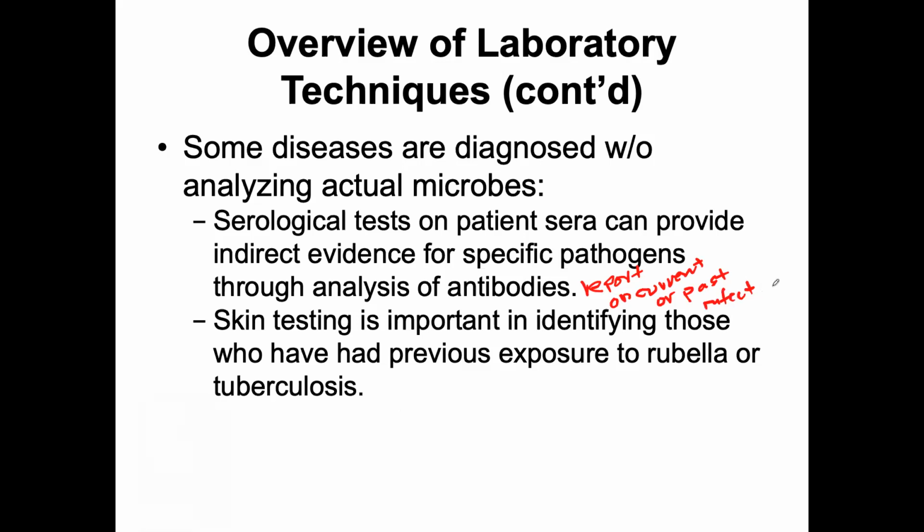Remember that because of memory, we can generate memory cells that stay with us our whole life and continue to produce antibody even after the pathogen and its antigen are gone from the body. So this is evidence that you've been hit before. Skin testing is important in identifying people who have had exposure to things like rubella and TB. So these are called sensitivity tests.